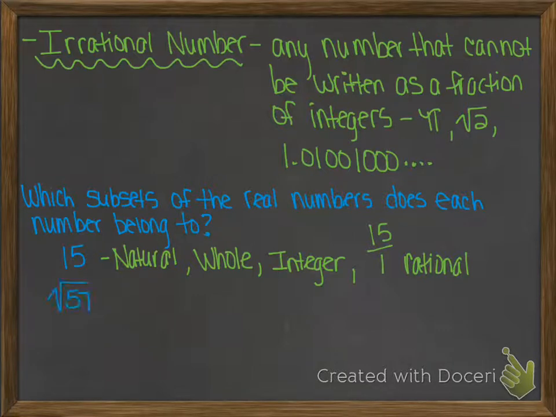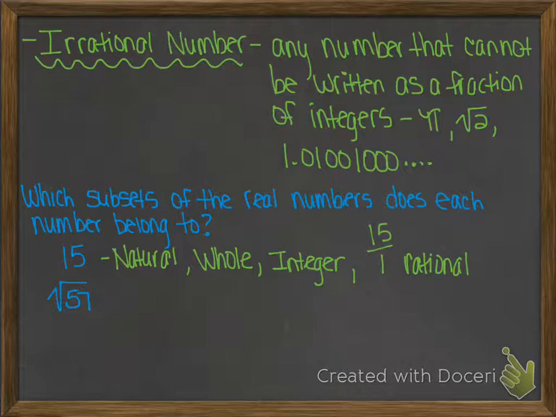Okay, let's look at one more example. Square root of 57. Is square root of 57 a natural number? No. Double check that your square root can't reduce. If it's a perfect square, think of it as the perfect square. So if it said instead the square root of 64, I would like you to think of that as 8. However, square root of 57 is not a perfect square. So it's not a natural. It's not a whole number. It is not an integer.